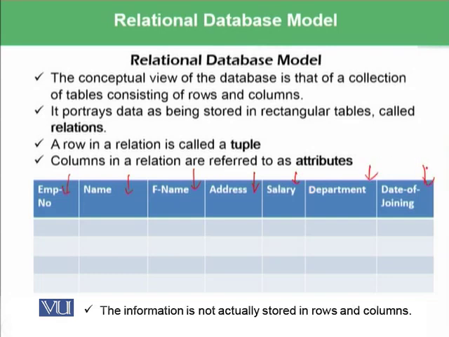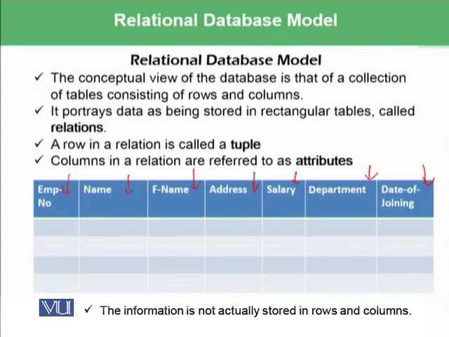We have represented this as a multi-dimensional array, but you must also note here that an array contains only similar types of data. However, here we have multiple types of data. For example, employee number is a numeric value, name is a string value, address is a string value, and salary could be a float value. We referred to such a thing as aggregates in the previous modules. So it portrays data as being stored in rectangular tables called relations.